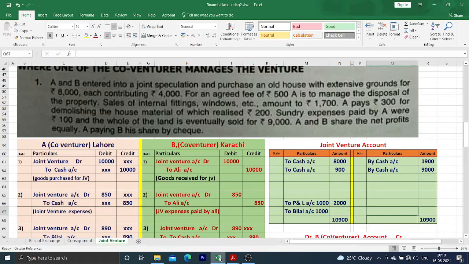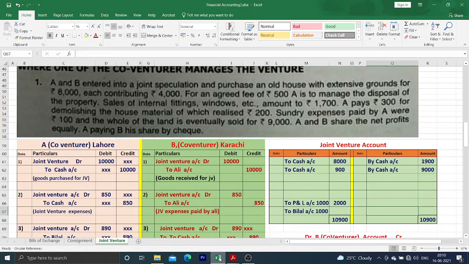But I explained in both the books, two parties' books, so one co-venturer and the other co-venturer also. This problem is also asking only for one co-venturer, and I will explain both the co-venturers, like our consignment, consigner and consignee. First, we will understand the problem.